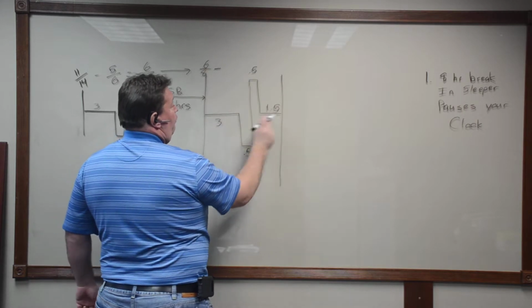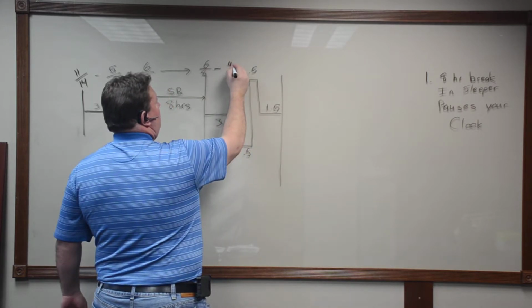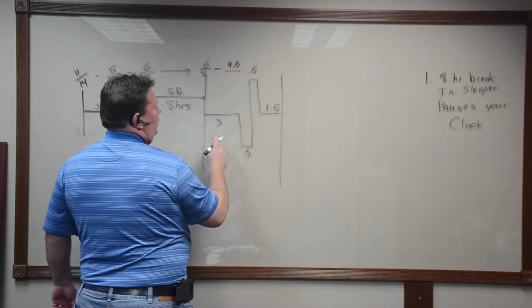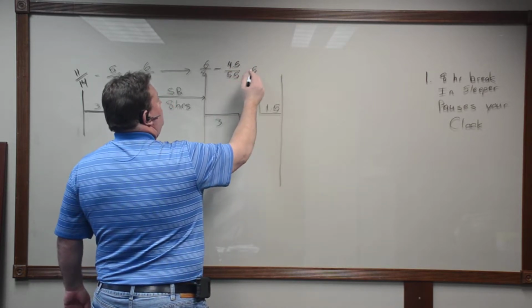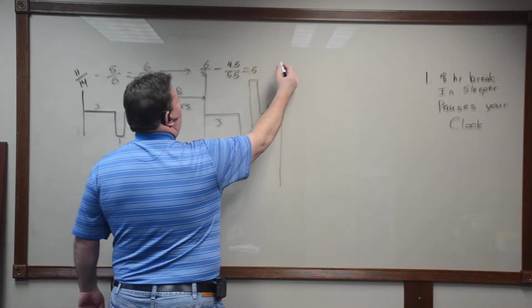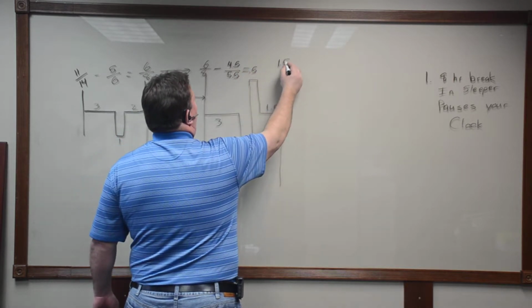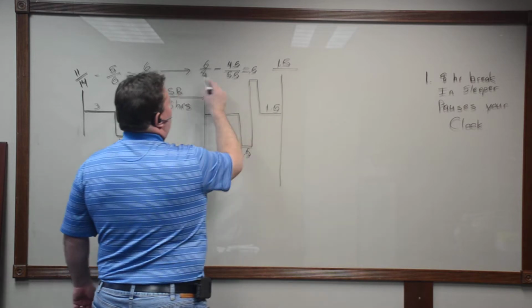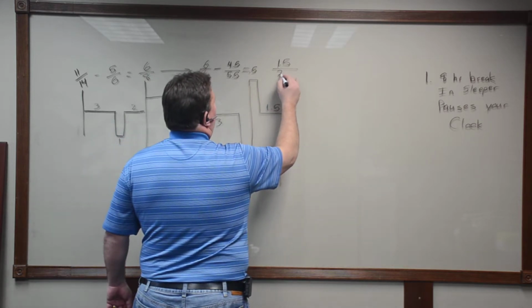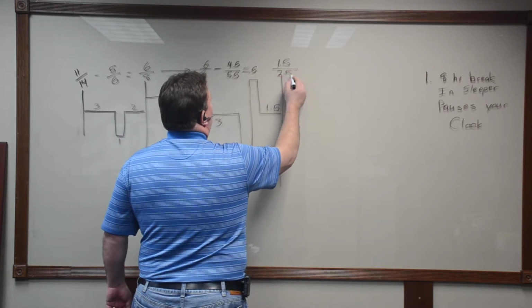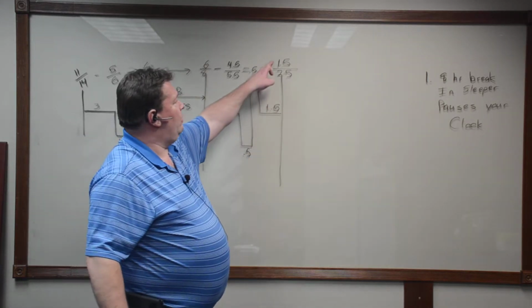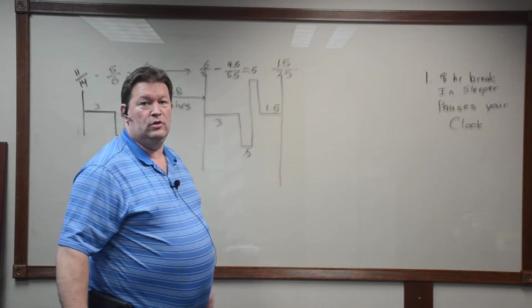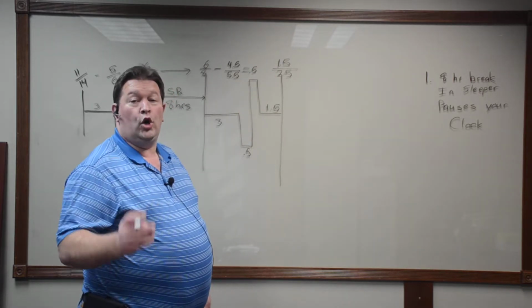So you have used in this juncture, just like we have here, a total of 4.5 over, add another hour to that, 5.5. So that would equal 1.5 over 2.5. So at this juncture, when you stop, you have 1.5 hours left to drive and 2.5 hours left to work in total.